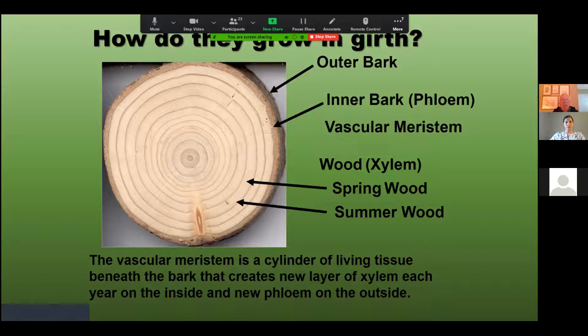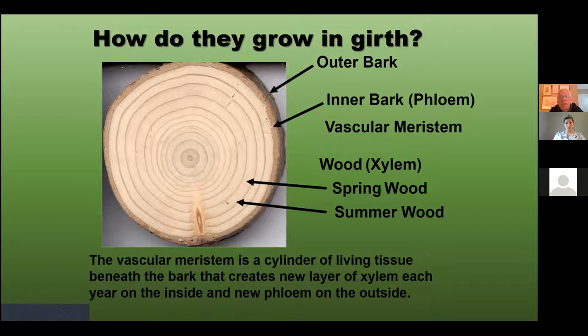Now, typically, as wood gets very old, it becomes non-functional for water transport. The extreme of that would be oaks, where the wood is really only functional for the season in which it is created. After that, it's non-functional for water transport, simply there for support. So that's how woody plants grow in girth.